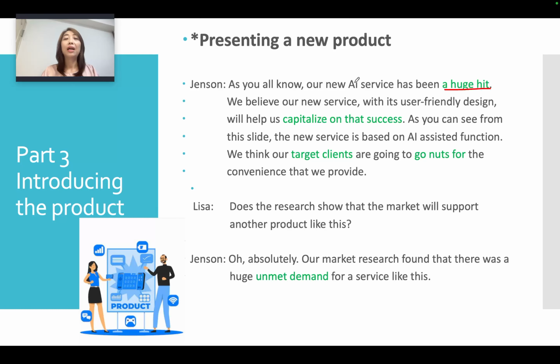Very good. So here we can see our new AI service. Very clear, we know it's an AI service that has been a huge hit. We believe our new service with its user-friendly design will help us capitalize on that success. Okay, number 3 is we are sure, we have confidence we are going to sell the products very well. So capitalize means benefit from something. So we are going to benefit from the success, which means we can sell very well.